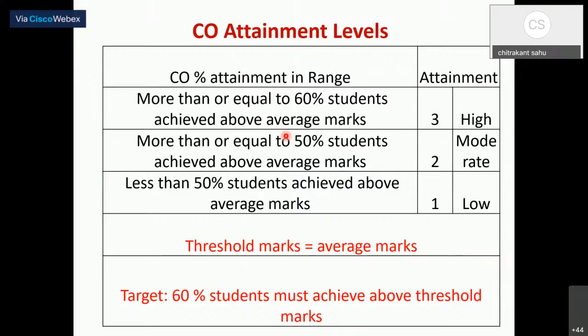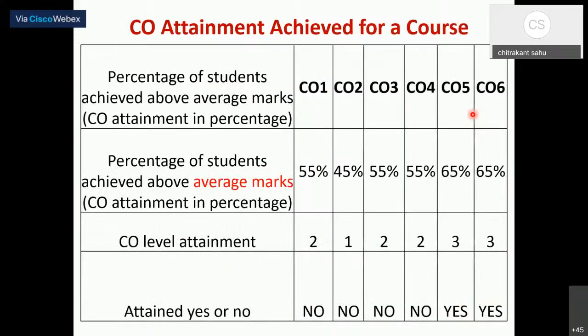Apart from the threshold, we also need to decide the target attainment. The target attainment mentioned here is that 60% of the students must achieve above threshold marks. That means we are targeting level 3. As a teacher, I am targeting level 3, but we need to see whether I achieve level 3 or not while doing the computation process.